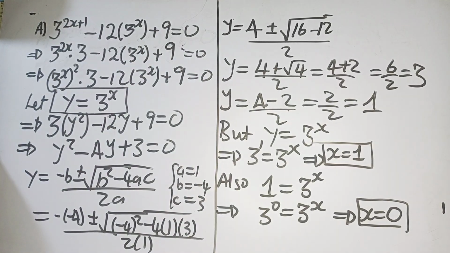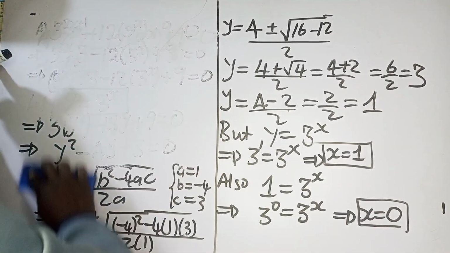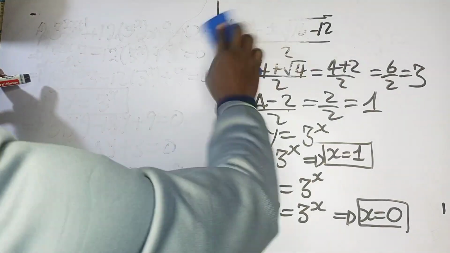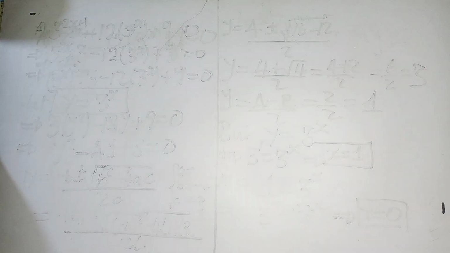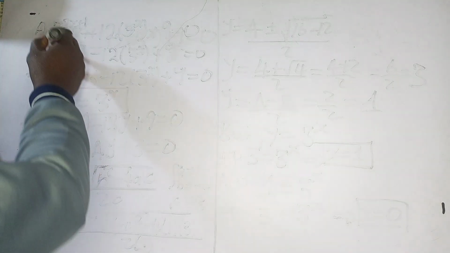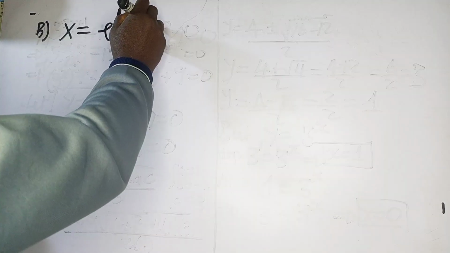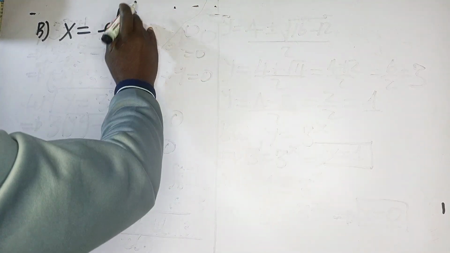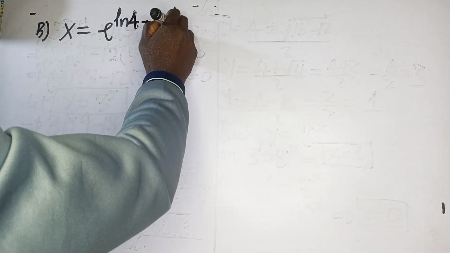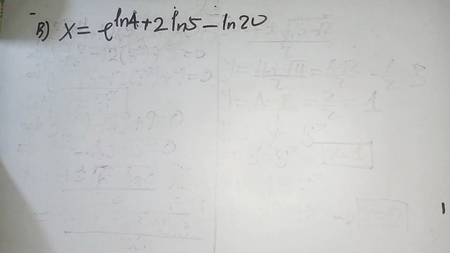Now let's take the second question. The second question says we should solve the equation x is equal to e to the ln 4 plus 2 ln 5 minus ln 20. All of that to the power of e.